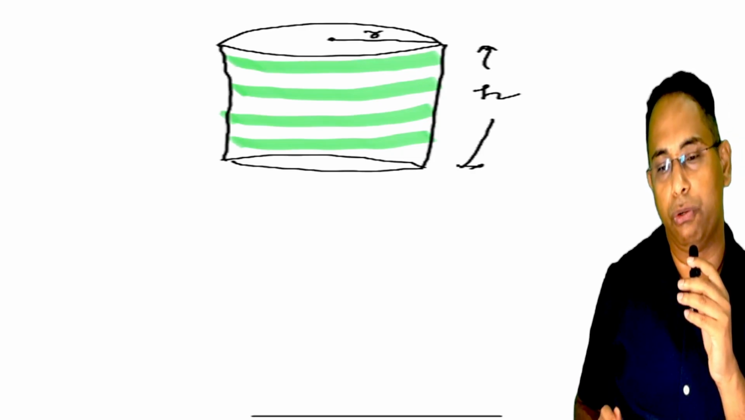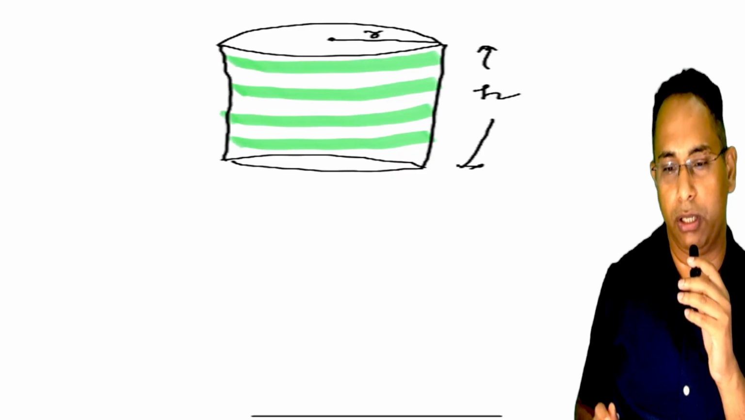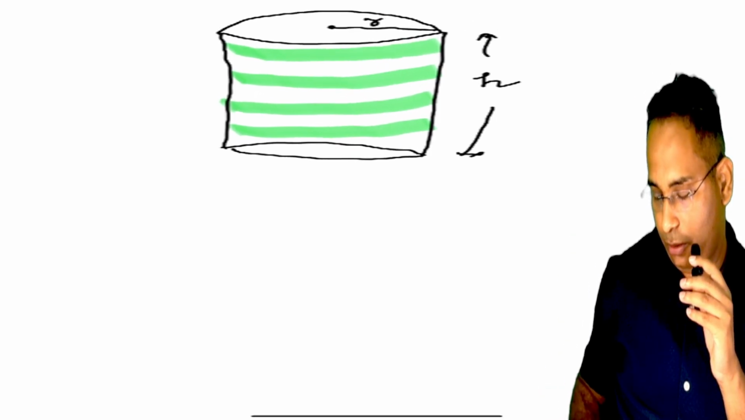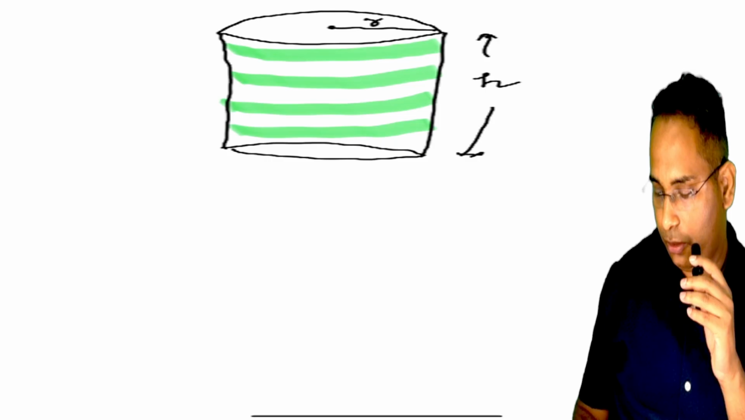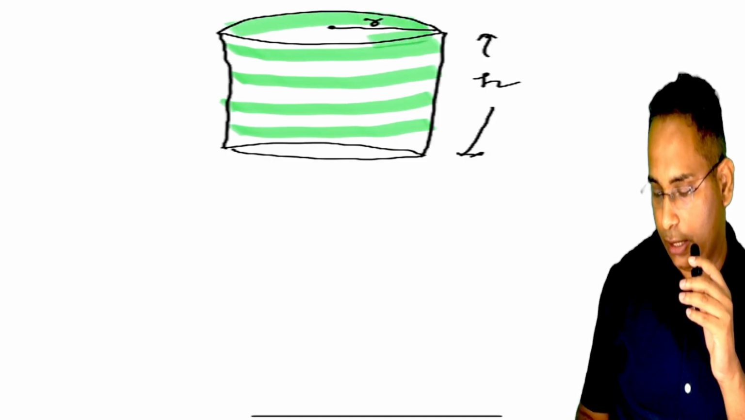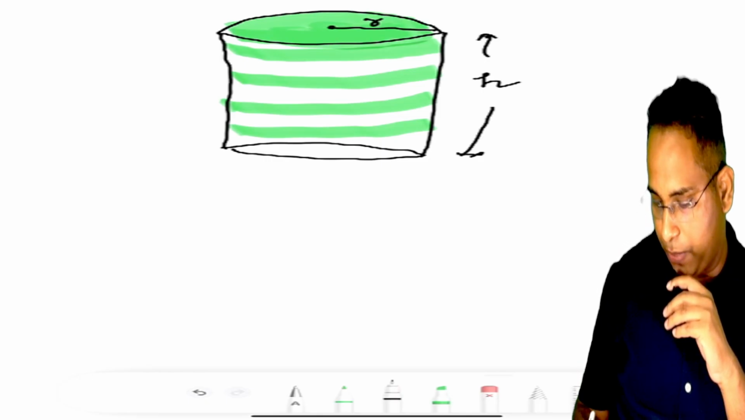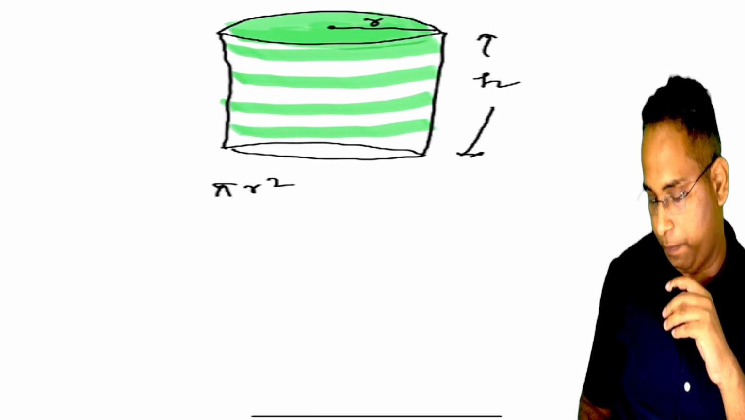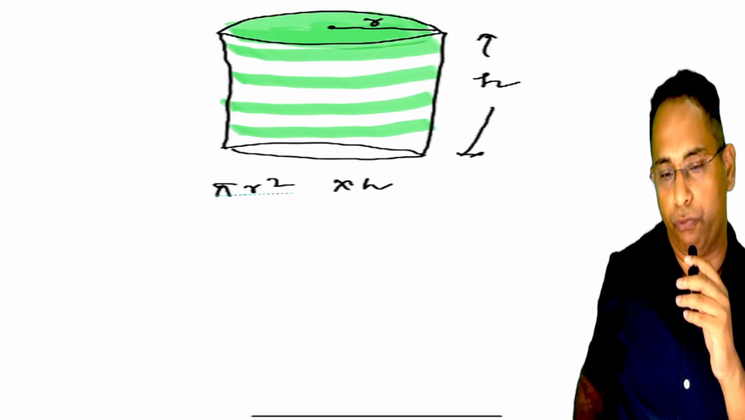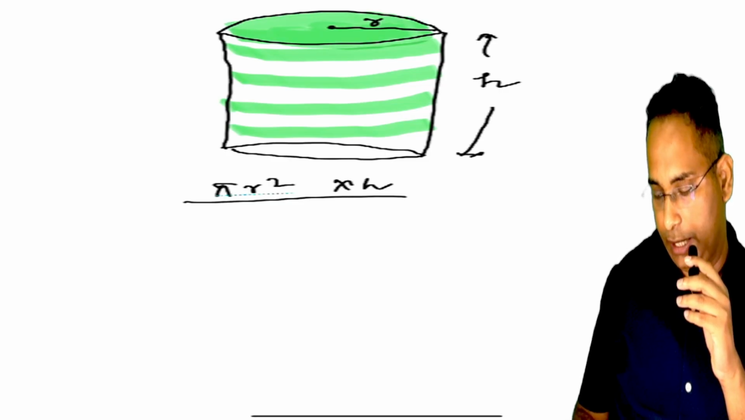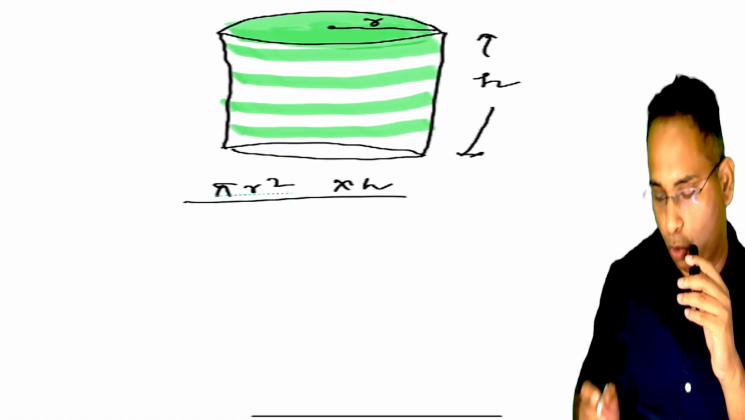In this video, we are going to learn how the volume, the curved surface area, and the total surface area are calculated. For that purpose, first here you can see it is a circle, and the area of the circle is pi r square, and this is the height. So for calculation of volume, when we multiply this particular area with the height, then we get the volume.